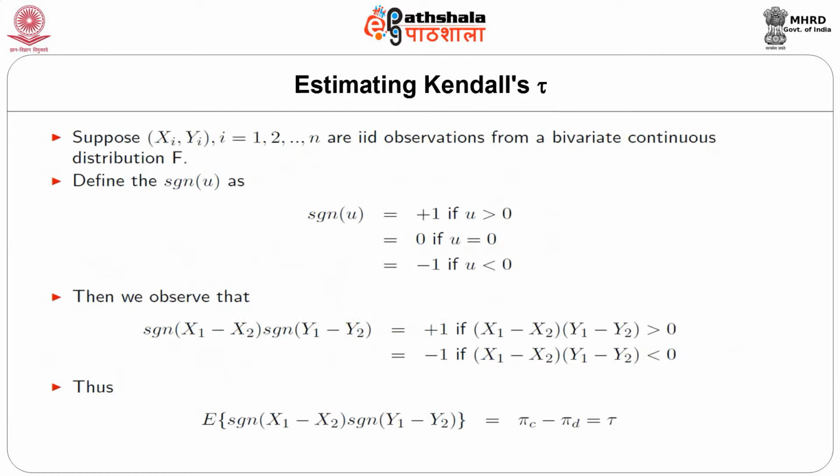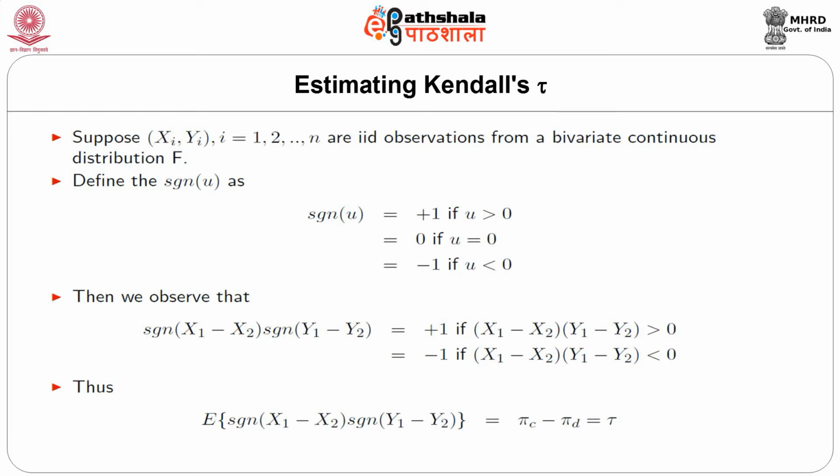Suppose we have data, say n pairs (xi, yi), from a bivariate continuous distribution F. In order to estimate Kendall's tau, we shall use the theory of U-statistics. So we start by defining the sign function: sgn(u) equals plus 1 if u greater than 0, equals 0 if u equals 0, equals minus 1 if u is less than 0. Then we observe that the product of the sign of (x1 minus x2) and the sign of (y1 minus y2) equals 1 if the product is positive, and minus 1 if the same product is negative.